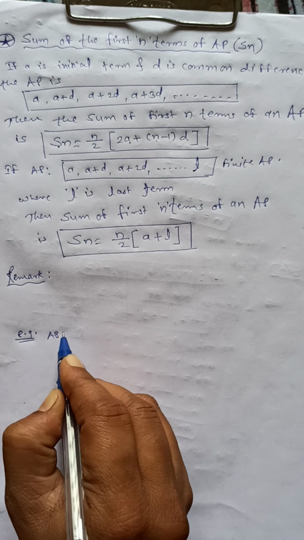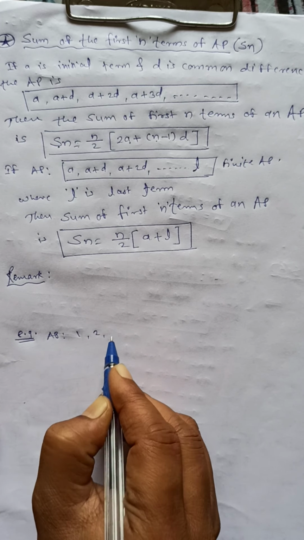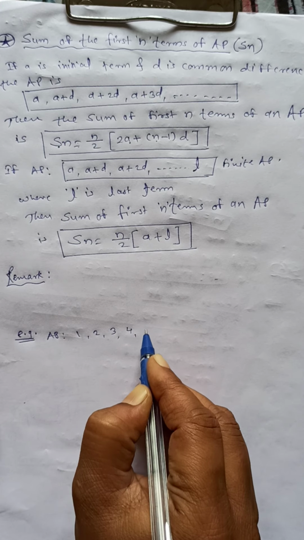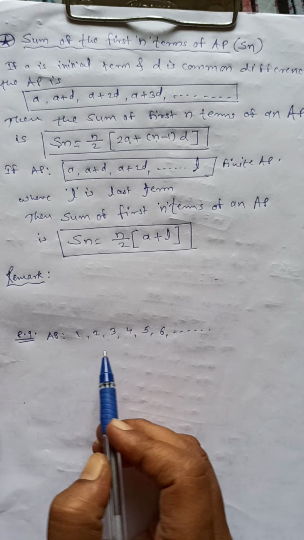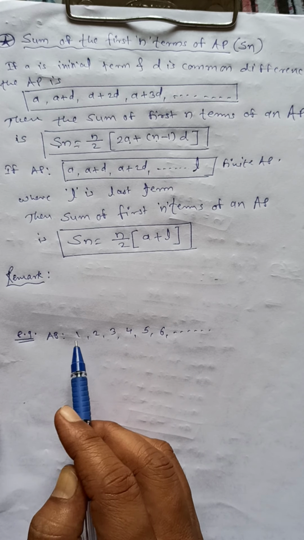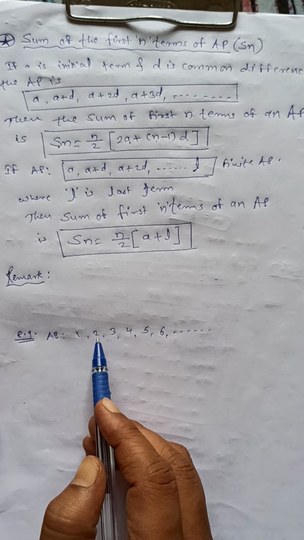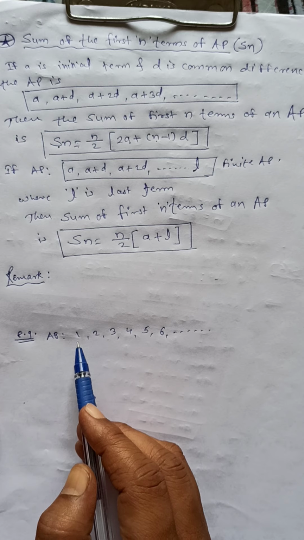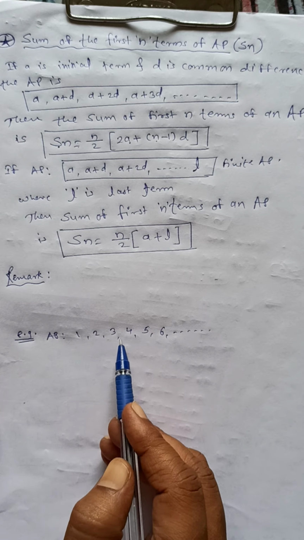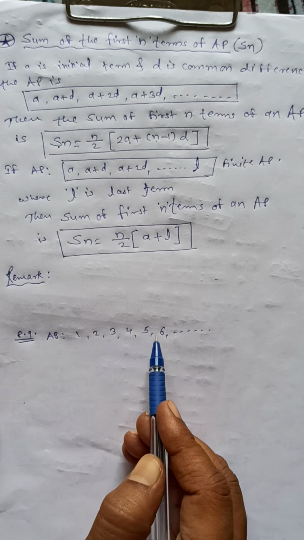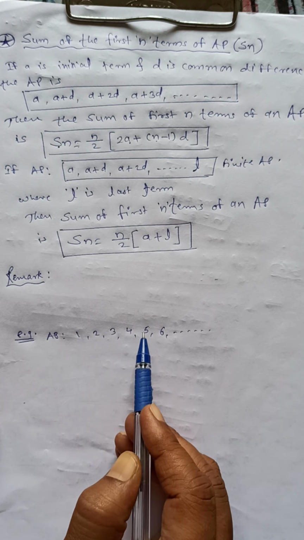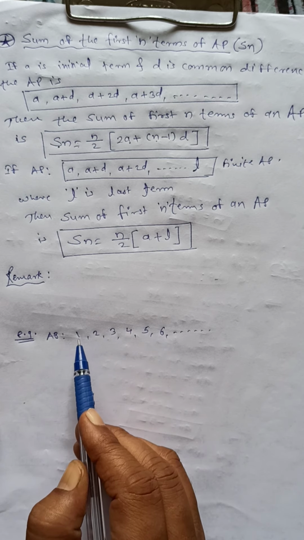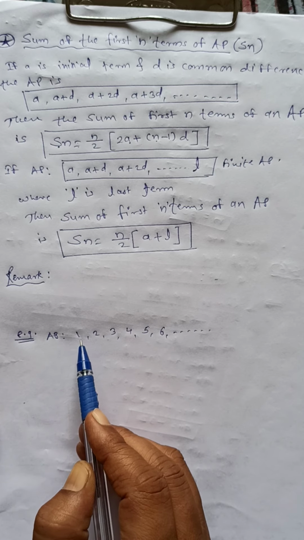There is one AP: 1, 2, 3, 4, 5, 6. Is it in AP? Yes, it is in AP. A is the initial term, and the common difference is 1. We are adding 1 to the previous term so that we get the next succeeding terms: 1 plus 1 is 2, 2 plus 1 is 3, 3 plus 1 is 4, 4 plus 1 is 5, 5 plus 1. So the initial term is 1 and the common difference is also 1.